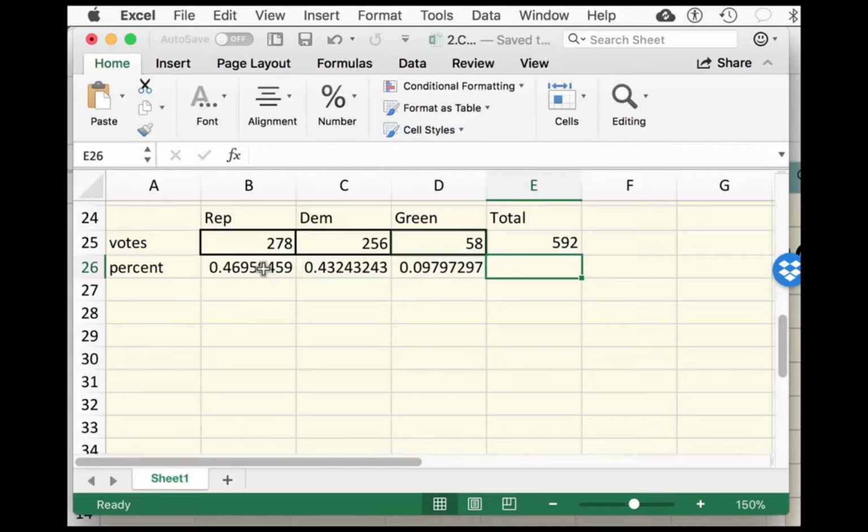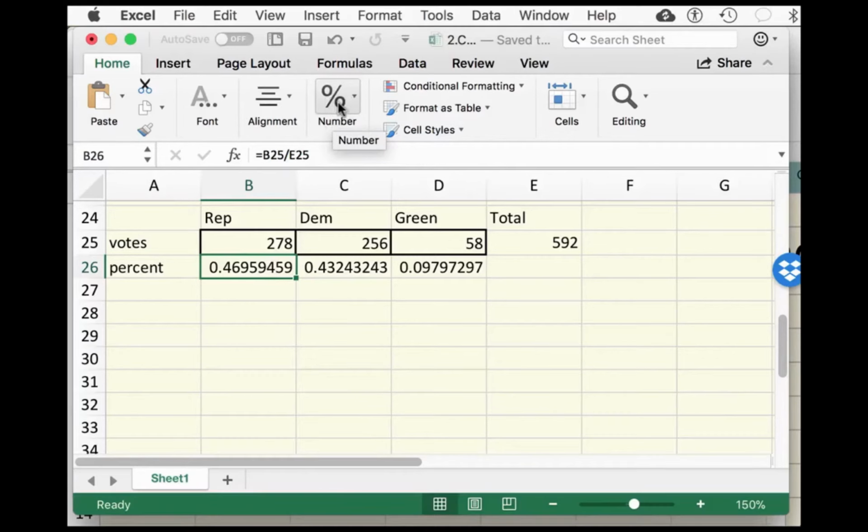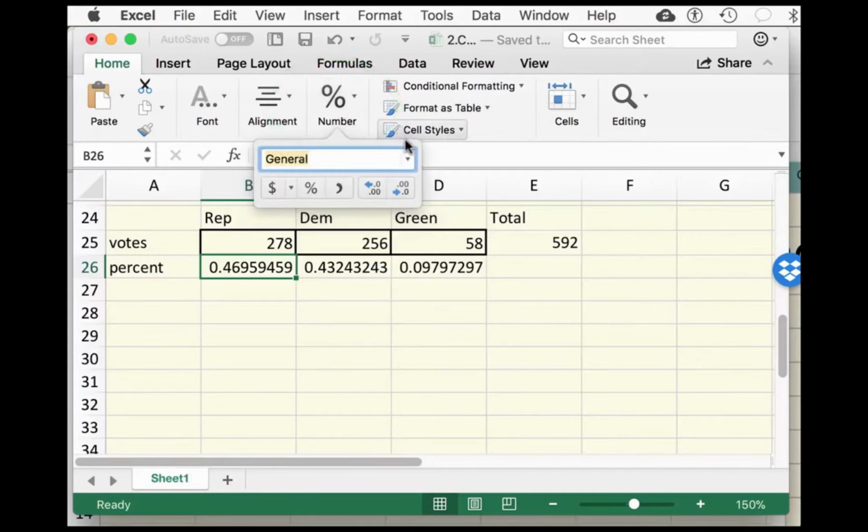These are proportions, not exactly percentages. They haven't been multiplied by 100 yet. To me, they're virtually identical. I don't mess with the difference too much, but it is slightly mislabeled. Click on the percent button, which is up there. Click on it. So they're going to do that now.